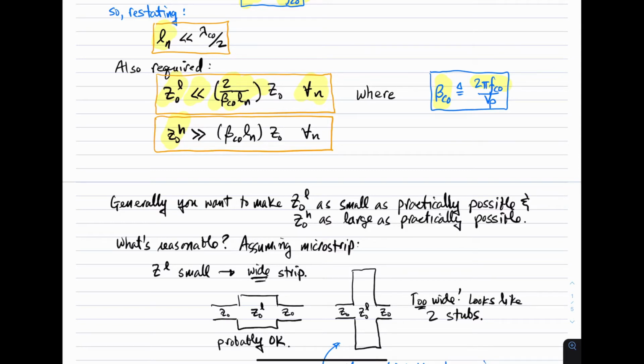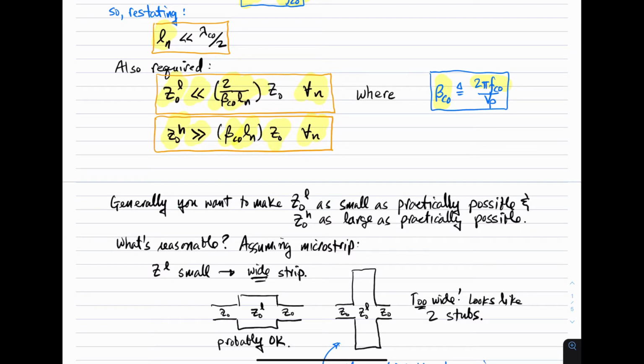And similarly, we require the high value of the characteristic impedance, Z0H, to be much, much greater than beta sub CO times the length of segment n times the characteristic impedance at the input and output for all the segments.